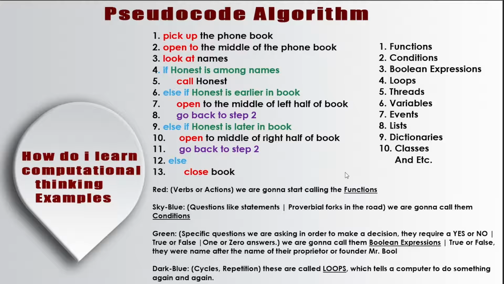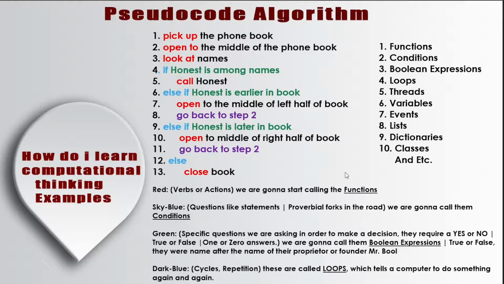Those ones in green, like "Honest is among names," "Honest is earlier in the book," "Honest is later in the book." There are specific questions we are asking in order to make a decision. So we ask specific questions so that we make a decision: if we are to go back to the middle left half of the book, or go to the middle right half of the book, we can make a call.